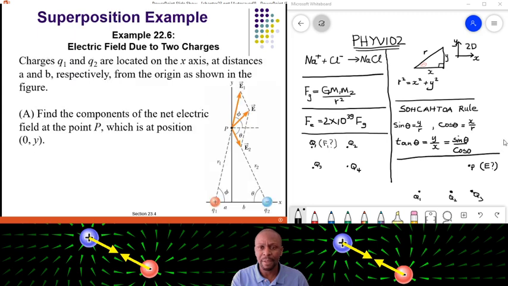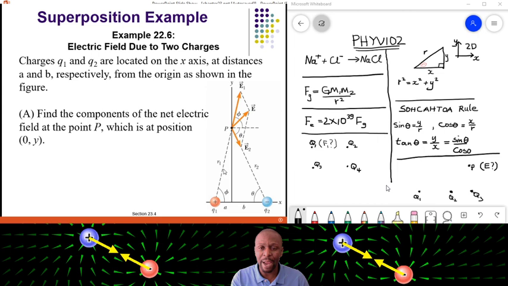We will just do one example in order for us to understand what is happening in this case. Now, find the electric field due to two charges. In this diagram, Q1 and Q2 are located on the x-axis at distances A and B, respectively, from the origin as shown in the figure. Question A needs you to find the components of the net electric field at point P, which is at position 0, y.